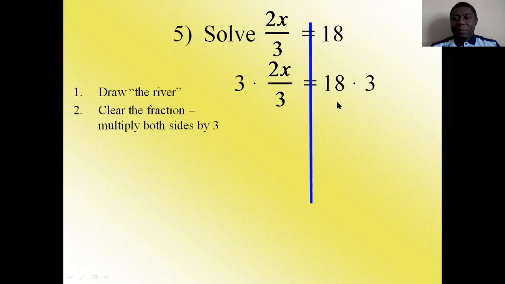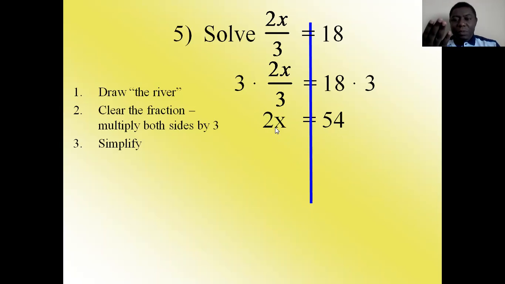And here 18 times 3, 54. So we are having 2x equal to 54. Now, we want to take away the 2 such that x is going to stay alone by itself. What do we do? Remember, these two are bound together by multiplication. So what do we do?